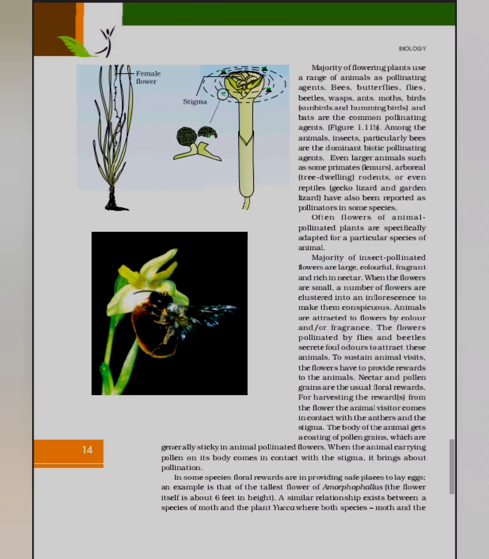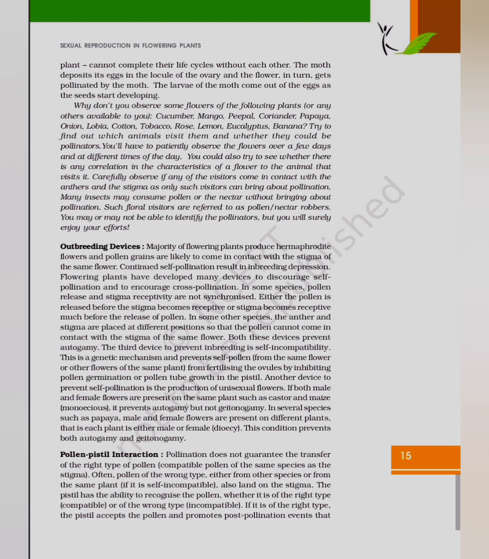In some species, floral rewards are in providing safe places to lay eggs. An example is that of the tallest flower, Amorphophallus. The flower itself is about 6 feet in height. A similar relationship exists between a species of moth and the plant Yucca, where both species, moth and the plant, cannot complete their life cycle without each other. The moth deposits its eggs in the locule of the ovary, and the flower in turn gets pollinated by the moth. The larvae of the moth come out of the eggs as the seeds start developing.